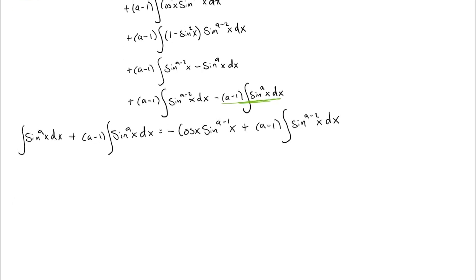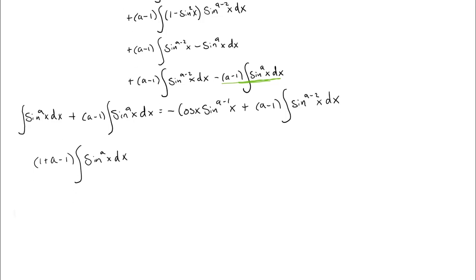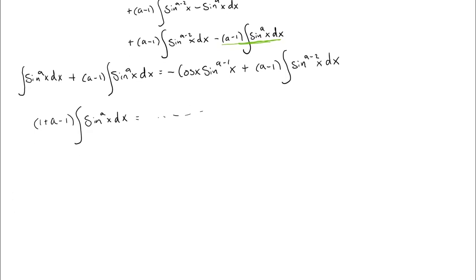Well, if we take out the coefficients here, then what we'll get is a 1, which is the coefficient of this first integral, and then plus a minus 1. This will be times the integral of sine to the power of a of x dx. Well, that'll just be equal to the right hand side, and I won't rewrite it yet. Well, here the positive 1 and the negative 1 will obviously cancel out, and then we'll have a.